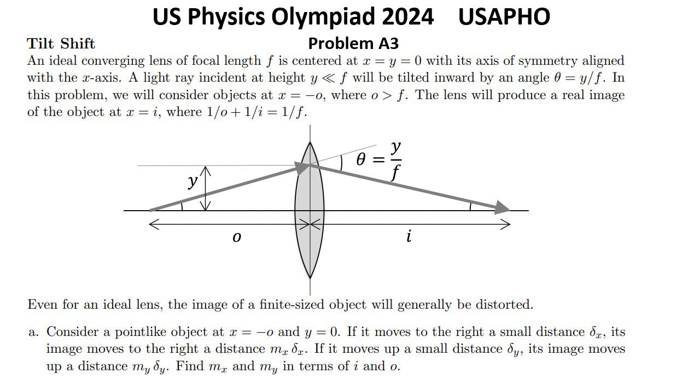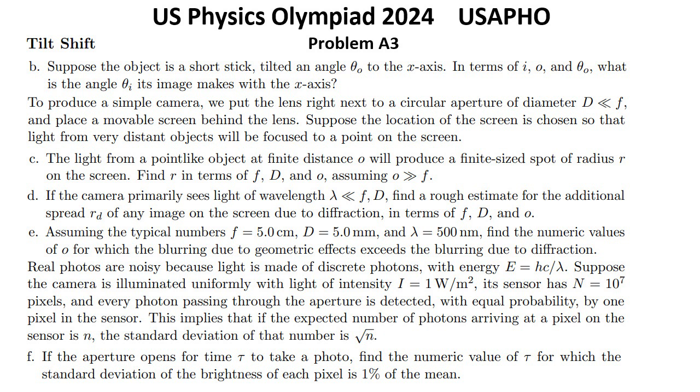If it moves to the right a small distance delta x, its image moves to the right a distance mx delta x. If it moves up a small distance delta y, its image moves up a distance my delta y. Find mx and my in terms of I and O. Question B. Suppose the object is a short stick, tilted an angle theta O to the x-axis. In terms of I, O, and theta O, what is the angle theta I its image makes with the x-axis?